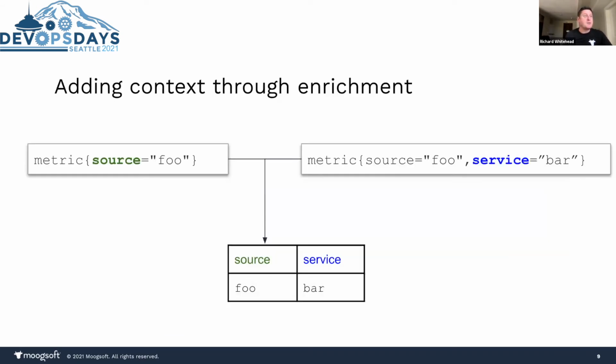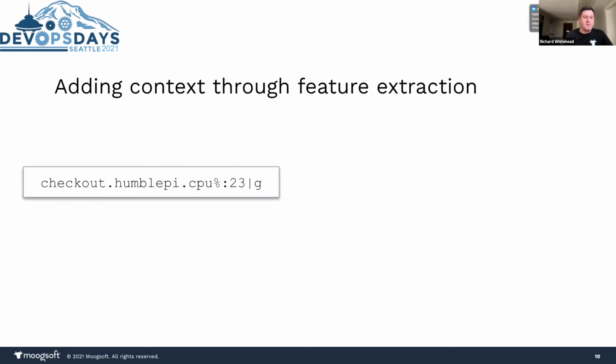Okay. Another example is adding context through enrichment. So again, we don't necessarily have the data with the raw data, but we can add it from some external lookup. So in this particular instance, we're using a source that keys to a service value, and we've added that. So very straightforward, but incredibly powerful down the line.